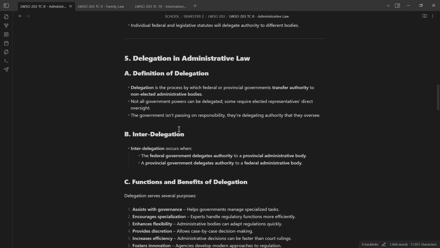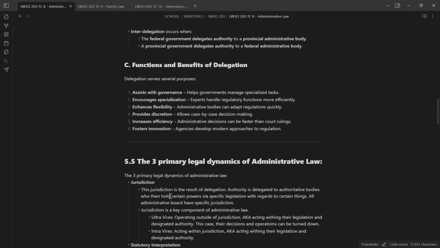Right, so the federal government delegating authority to a provincial administrative body, and a provincial government delegating authority to a federal administrative body. Okay, so we understand delegation, we understand what interdelegation is, but what are the functions and benefits of delegation? Delegation is a system, right? So delegation can assist with governance, right? It can help the government maintain and manage specialized tasks. It encourages specialization, where we see experts handle regulatory functions more efficiently within their individualized bodies.